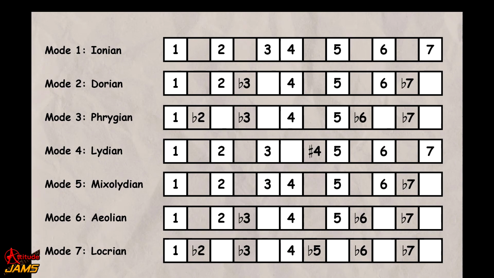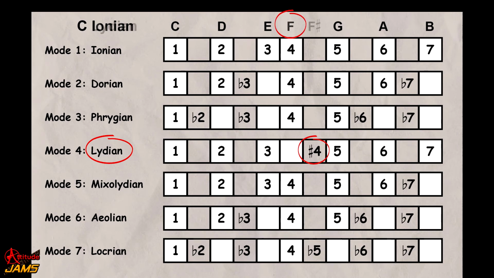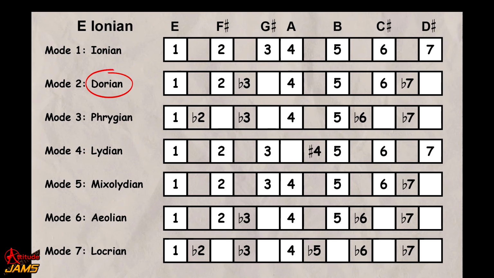For instance, to transform C Ionian into C Lydian, raise the fourth note. In other words, F goes to F sharp. Or to change E major to E Dorian, lower the third and seventh degrees, so G sharp drops to G and D sharp drops to D.